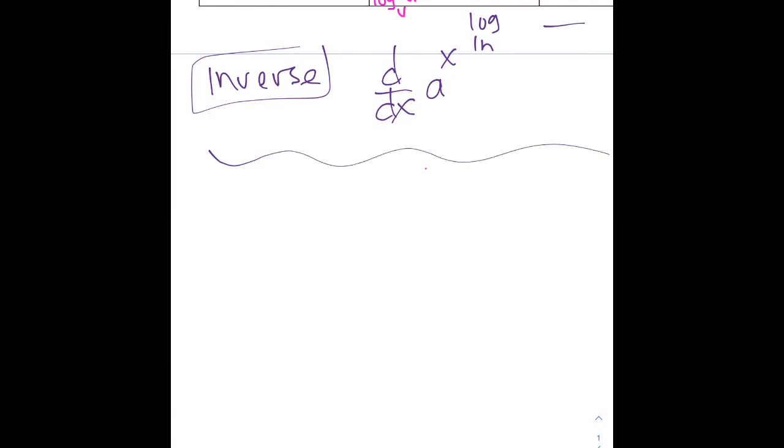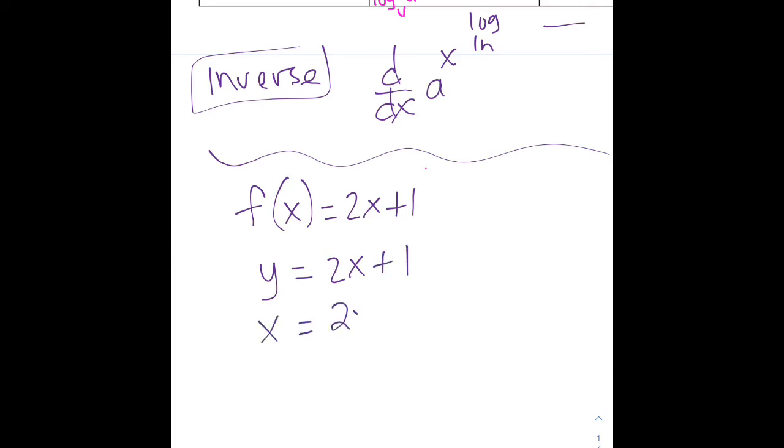Okay, here's what I want you to think about. We know that inverse functions, when I take their compositions, equal x. So let me do a non-logarithm example. Let's say that I give you that f of x is equal to 2x plus 1. We can find the inverse by taking f of x equal to y, switching the x and the y, and we can solve for y.